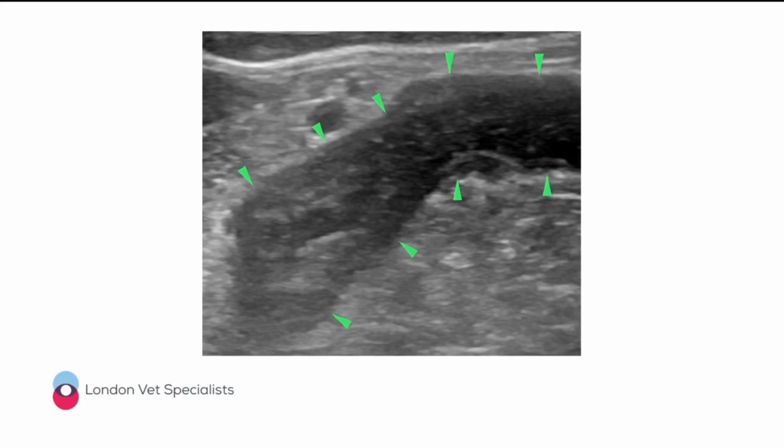So this is an example of a cat with chronic pancreatitis. So here we can see that the pancreas is too big, it's too dark, and the fat around it is too bright. So this is a thickened hypoechoic pancreas with smooth rounded margins and thick hyperechoic peripancreatic fat, and that's compatible with a pancreatitis.